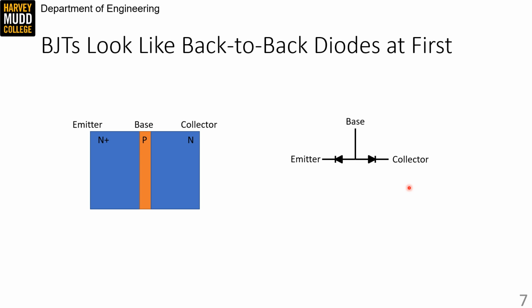After all, there are two PN junctions that make up a BJT, so one here and one here. I'd like you to take a minute to write down any details you notice about BJTs that make it different than two back-to-back diodes.